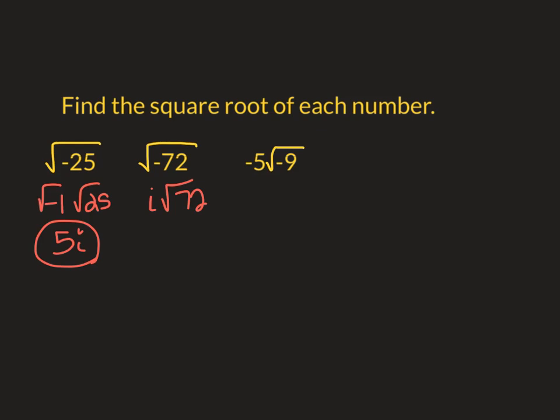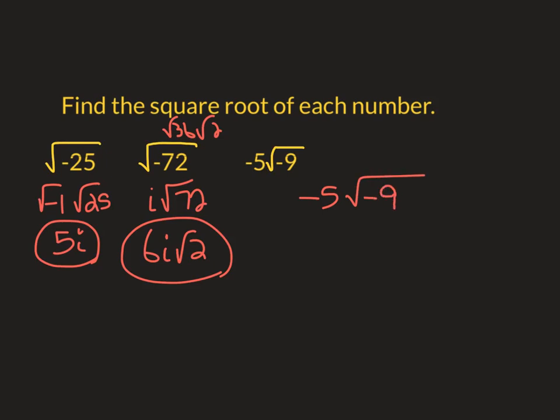Don't forget how to break down square roots. 72 is really 36 times 2. So I can take a 6 out because it's the square root of 36. Don't forget the i. The 2 stays in because I have no idea what the square root of 2 is. And then this last one, I'm going to rewrite it so I have room. -5 times the square root of -9.